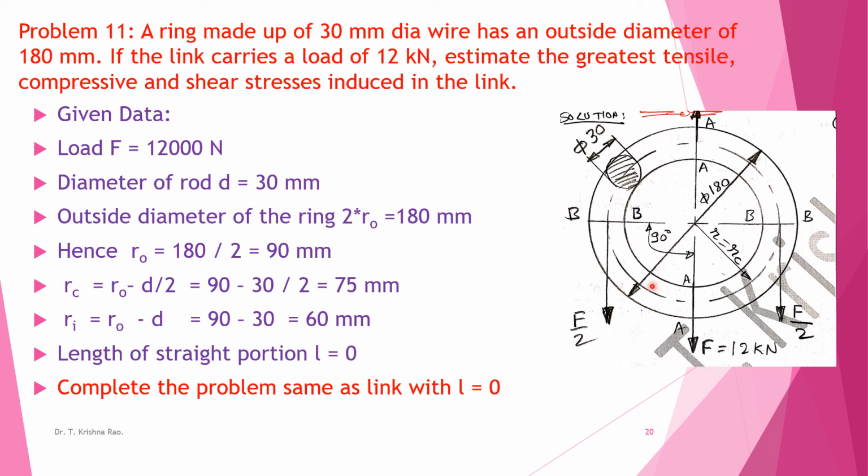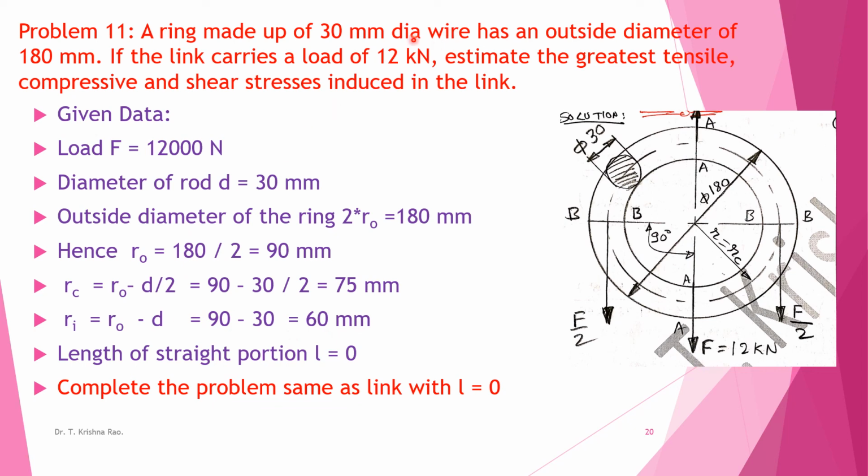Then we have a ring here. The difference between a ring and a link is that there is no straight portion here. Everything else is the same. So he has given a ring made of 30 mm dia rod, and an outside dia is given, from outside to outside. That means 2R0 is given. The outside diameter is 2R0. So we get R0 as 90. From this center to one side will be 180 by 2. Once we know R0, inside will be R0 minus D. RC will be R0 minus D by 2. So we get these dimensions.